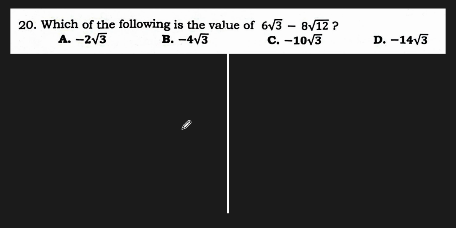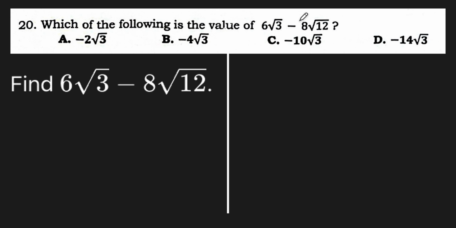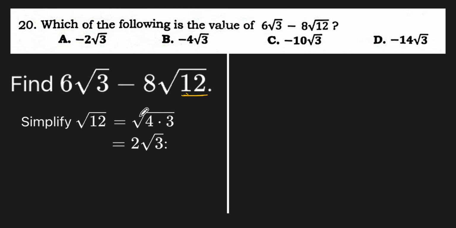Which of the following is the value of 6 square root of 3 minus 8 square root of 12? So again, we have square root of 12. I think we can simplify this one and find the factors of 12 which has a perfect square number. In this case, 4 times 3. Square root of 4 would be 2. Square root of 3 will remain inside the radicand.